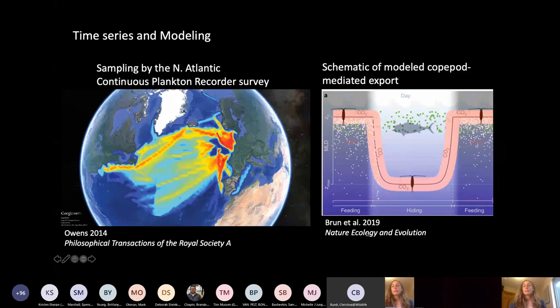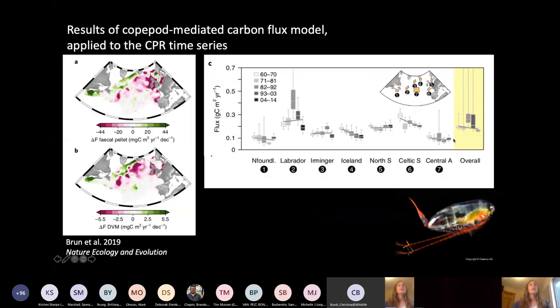And then a group of us applied a model of both active flux and passive fecal pellet flux or export to this time series using this kind of schematic that I already mentioned. And so here's what we found. This is change on the top left here. This is change in the flux of fecal pellet carbon produced by copepods, specifically in the continuous plankton recorder time series since 1960. And so you can see that there are areas where it's increased and actually a lot of areas where it's decreased. And then this is similarly the change in active carbon flux due to vertical migration by copepods in that data set, and it looks really similar.